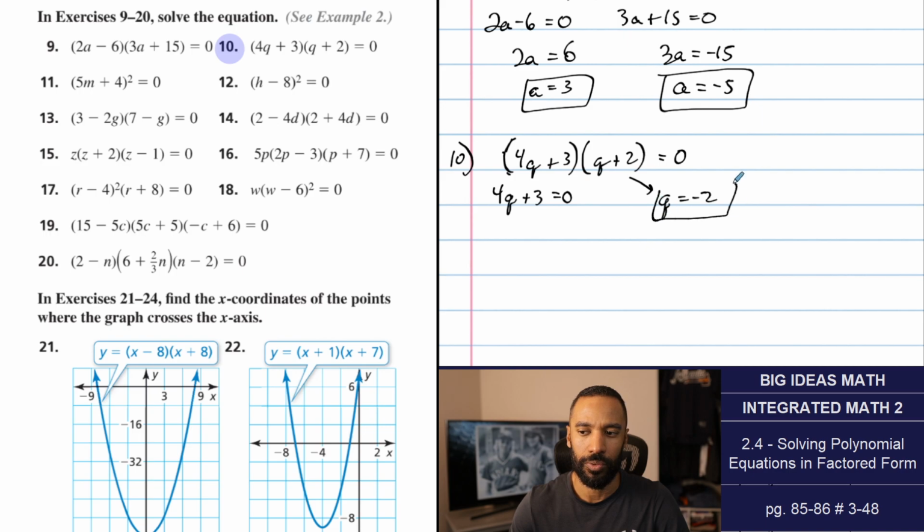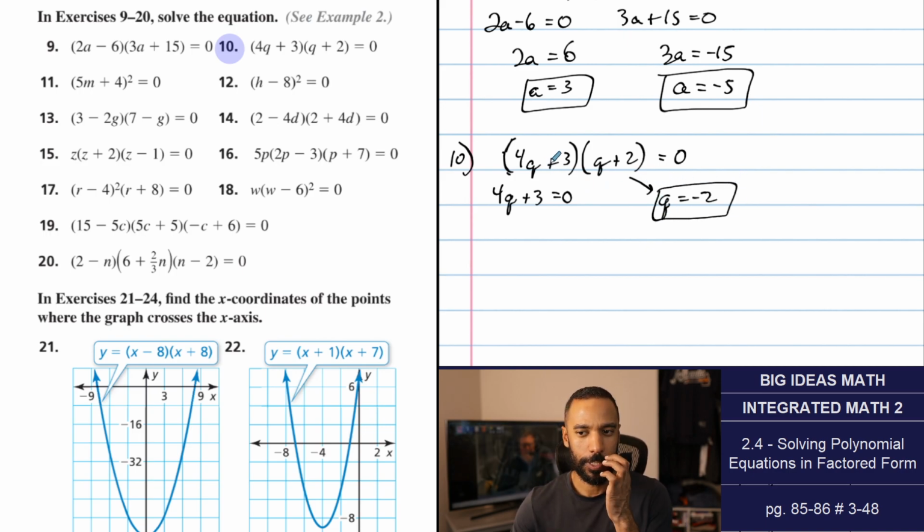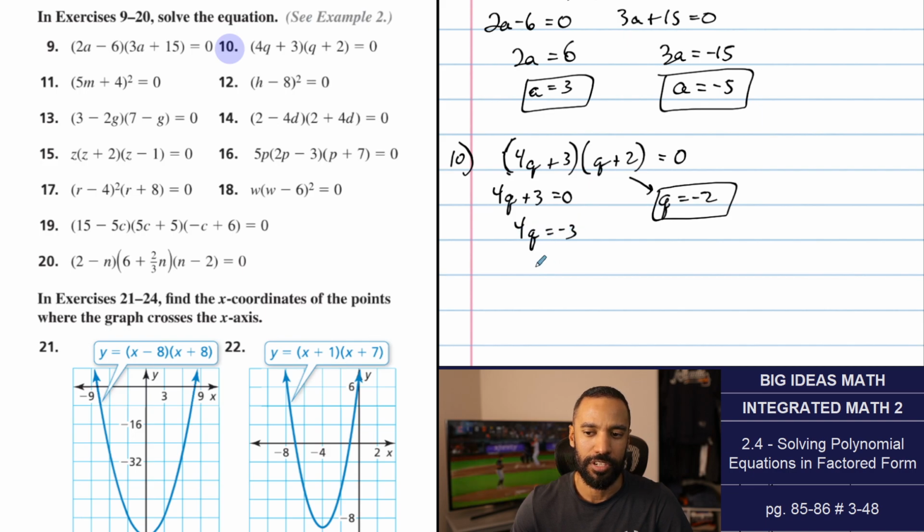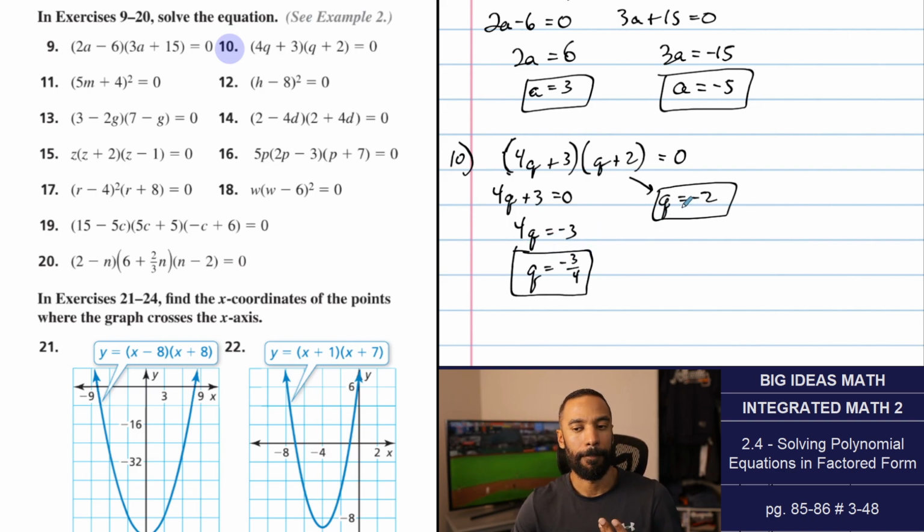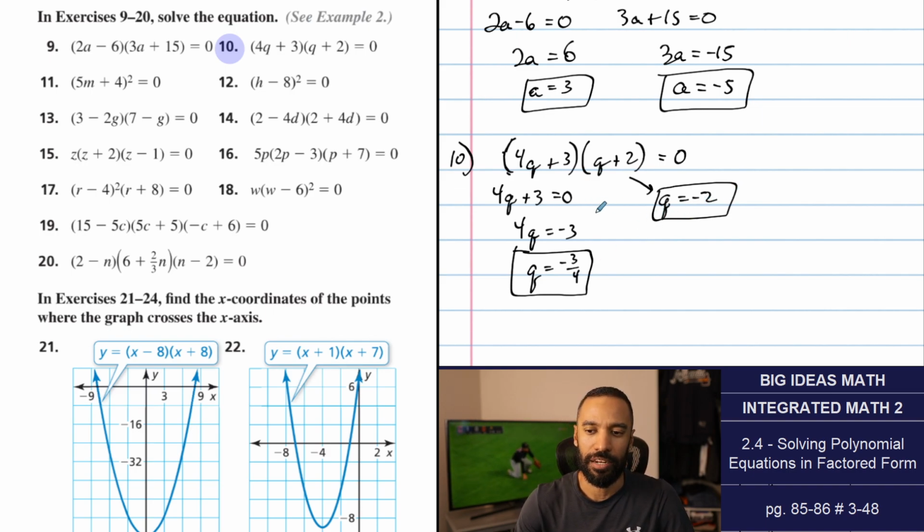I'm not even going to go any further on that one, but this one's clearly not negative 3. I will subtract 3, but then I also have to divide by 4. q is going to be negative 3/4, and that fraction is perfect as an answer. But there are two answers, right? Negative 3/4 and negative 2 are both of them.